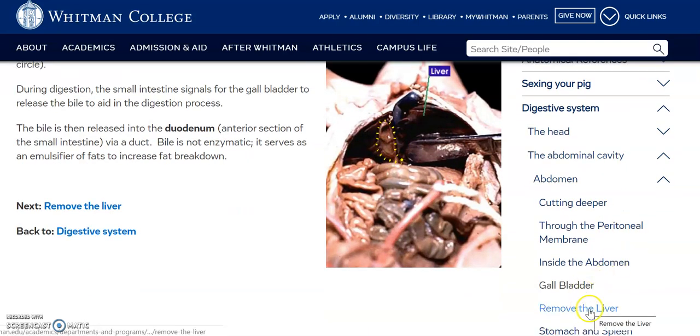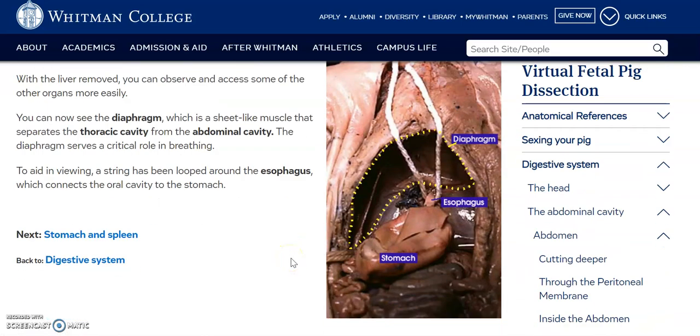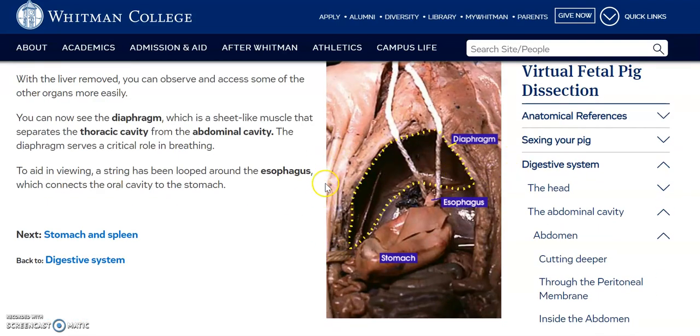So now we're going to go into removing the liver completely so that way we can see all the different parts of our digestive system. Okay, so the liver is now removed. That's where it was. Right here is the diaphragm. Now this is a very, very thin muscle that separates your thoracic cavity, which is the cavity of your body where your lungs and heart are, from your abdominal cavity. Your diaphragm helps you when it comes to breathing. When we go over the respiratory system, we'll go over that.